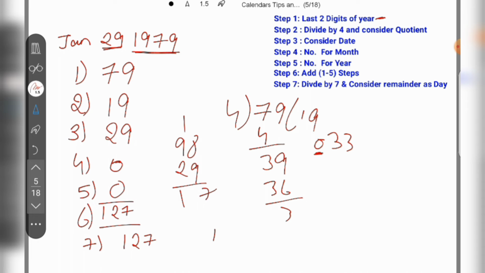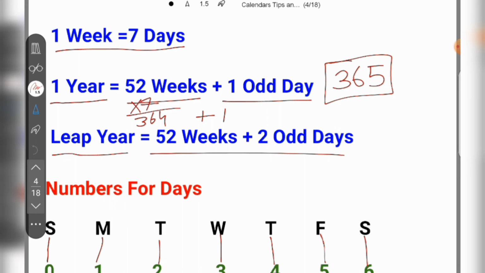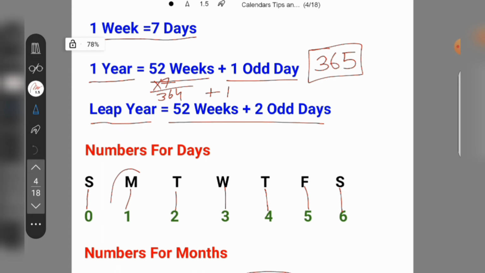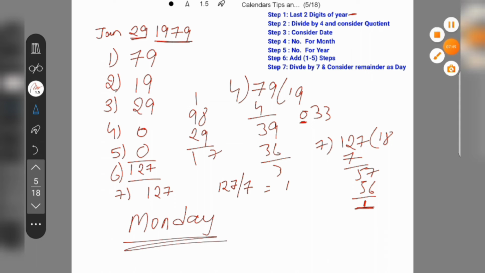And the last step is we need to divide by 7. So 127 divided by 7: 7 ones are 7, so this is 57, and 7 eights are 56. We got 1 as the remainder. So 1 is indicating Monday in the given code. So for Jan 29, 1979, the day is Monday. You can cross check with your calendar also, the day will be Monday here.